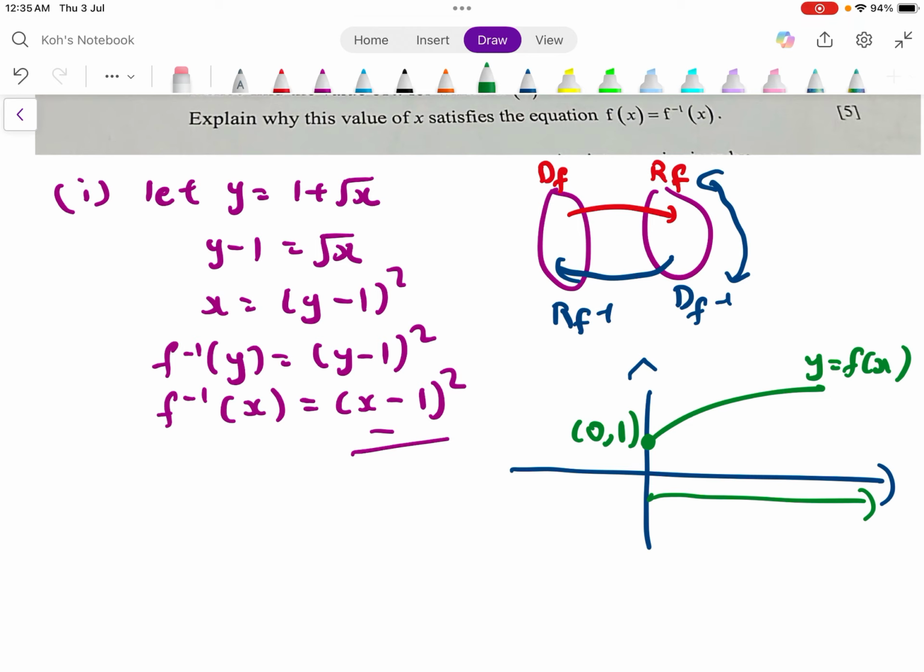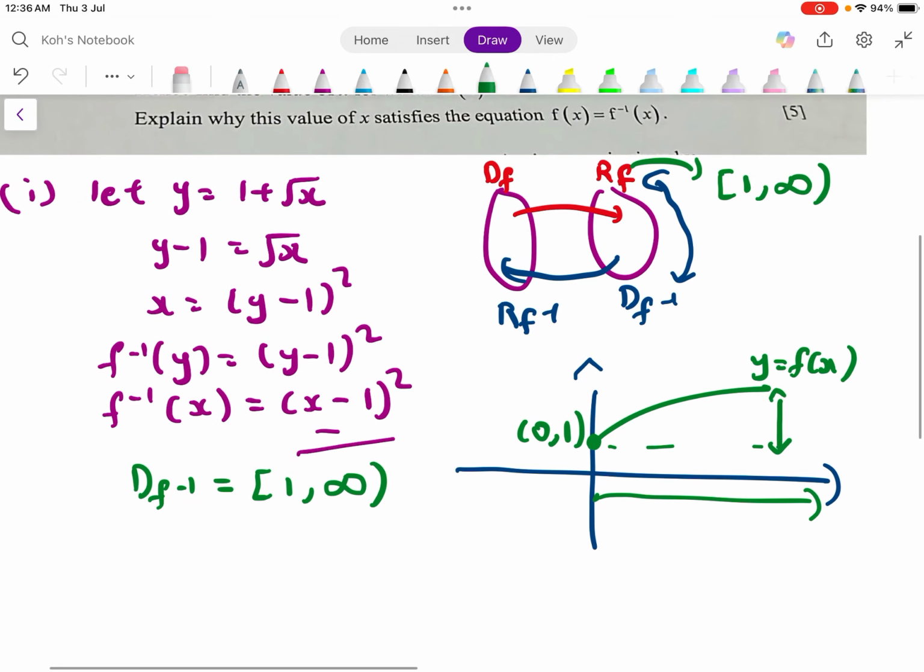What about the range of f? The range of f is from here, the vertical part, of course inclusive of 1. So vertical part from here to here. So the range of f, as you can see from your GC, is actually just 1 comma infinity, round bracket, non-inclusive of the infinity. So the domain of f inverse is equal to 1 comma infinity, round bracket. Okay, so that is for the very first part.